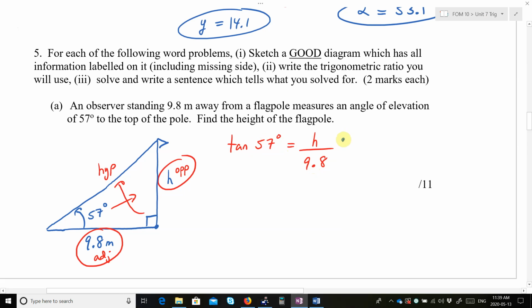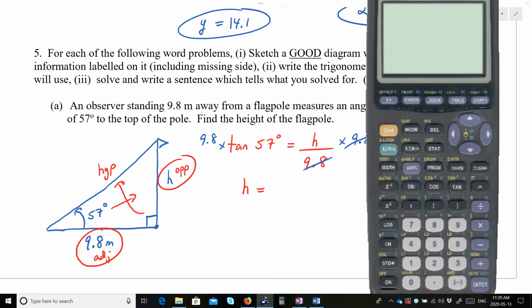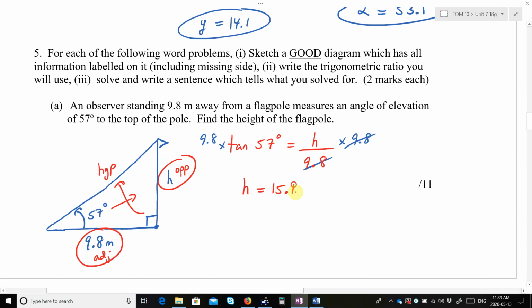To get H by itself, multiply both sides by 9.8. 9.8 divided by 9.8 is 1, so we end up with H equaling 9.8 times tan 57. That gives 15.1 meters, so that's the height of the flagpole.